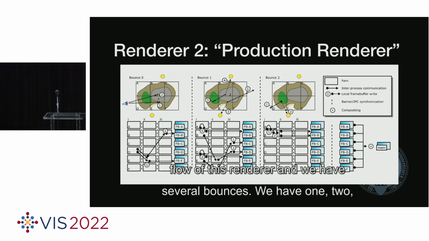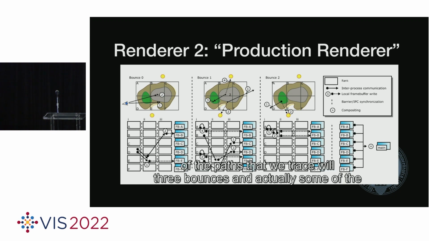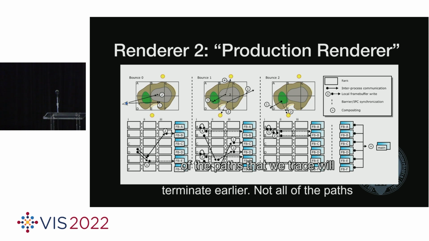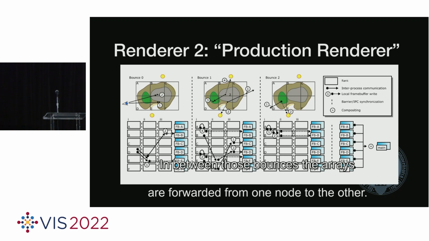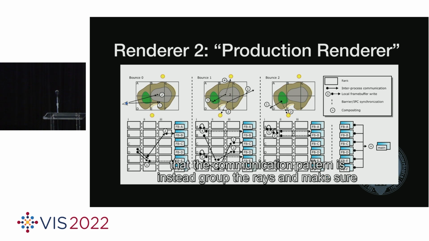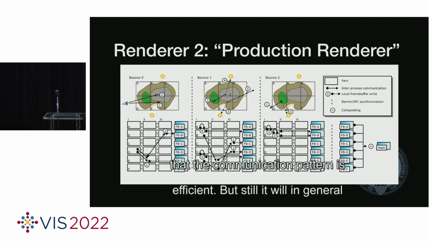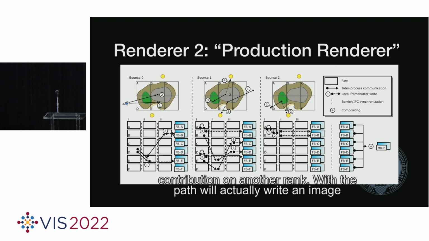We have several bounces, like 1, 2, 3 bounces. Some of the paths that we trace will terminate earlier; not all of the paths will perform those 3 bounces. In between those bounces, the rays are forwarded from one node to the other. We have realized this using wavefronts. So we're not sending individual rays, but we instead group the rays and make sure that the communication pattern is efficient. But still, it will in general happen that we schedule a ray on a certain rank, but the path will actually write an image contribution on another rank.